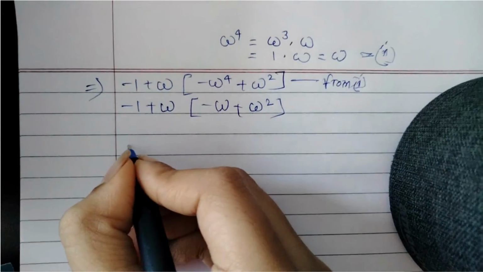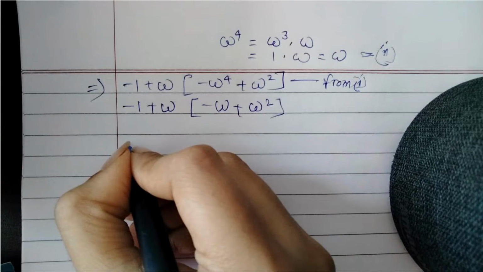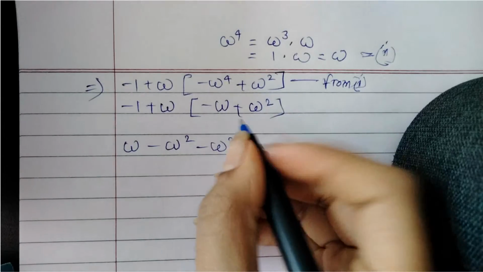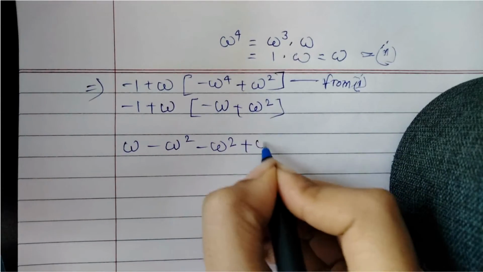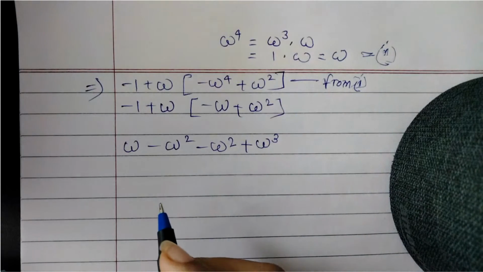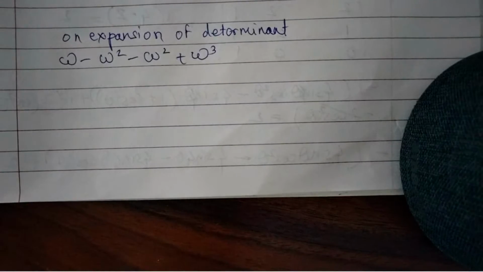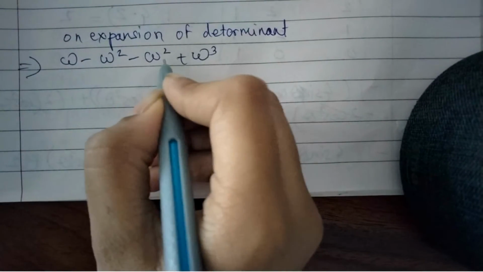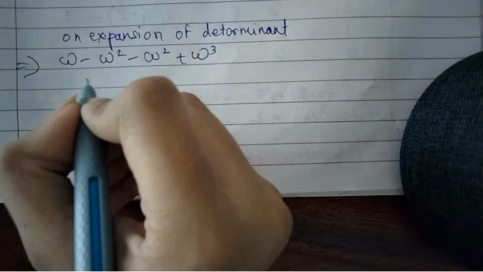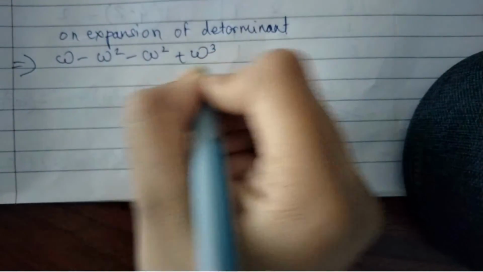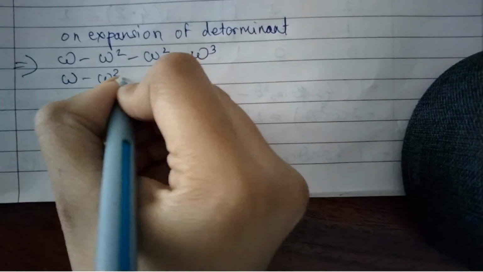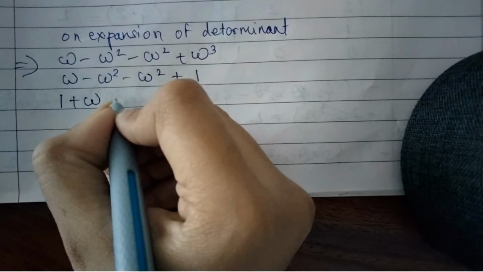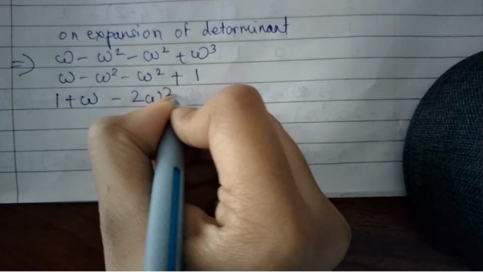So minus omega into minus 1 will be plus omega minus omega square minus omega square plus omega to the power 3. On expansion of the determinant, we get the result as omega minus omega square plus omega cube. Alright, so we know that omega cube is equal to 1. So we can write omega minus omega square plus 1. 1 plus omega minus 2 omega square.